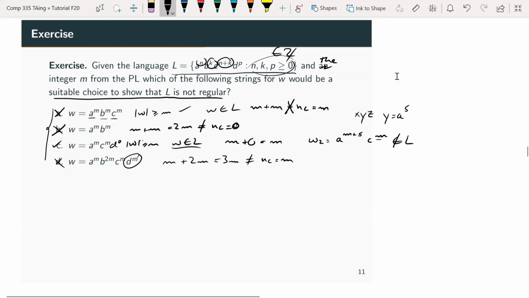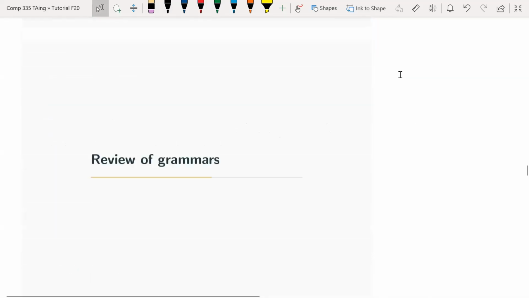All right. So now that does conclude our section on the pumping lemma. The next part of the tutorial is going to be about reviewing grammars. It's just going to be a few quick exercises about what's the string derived by the grammar. So these should take a little less time. Sorry I rambled on a bit before. I just wanted to make sure that everything is clear.